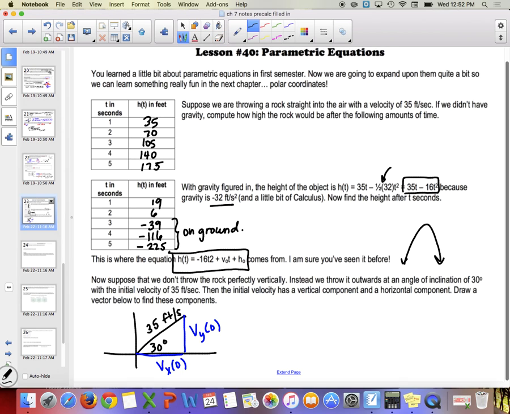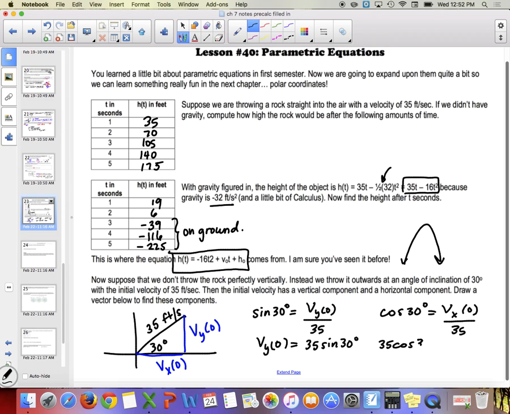So if I want this, I'm going to do sine of 30 is equal to opposite, v sub y of 0, all over hypotenuse, like that. So do you guys see that the y component for the initial velocity ends up being 35 times sine of 30? Right? Does that kind of remind you of vectors a little bit? What do you think the x component's going to be? Yeah, exactly.